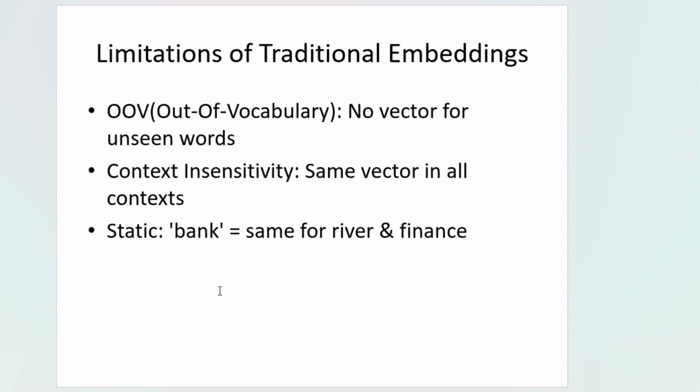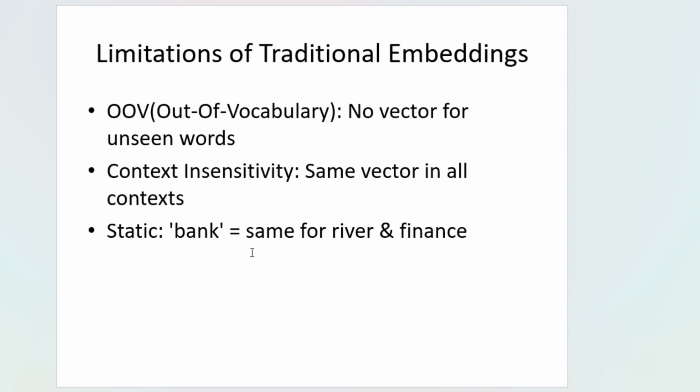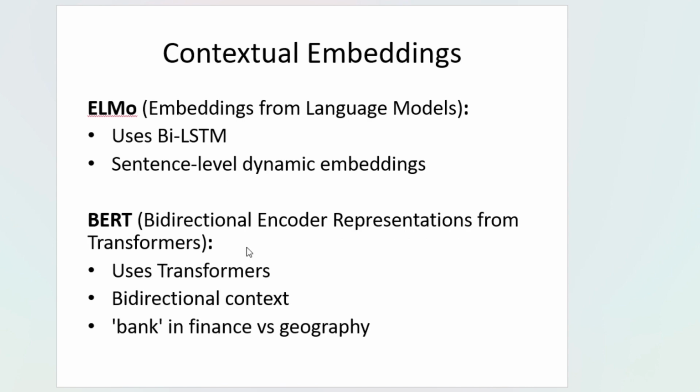To overcome the limitations of traditional embeddings, we have contextual embeddings. Contextual embeddings are ELMo, Embeddings from Language Models, and BERT, Bidirectional Encoder Representations from Transformers. These are the methods we use for contextual embeddings. Let us keep these words in mind, as you will encounter them in further classes.